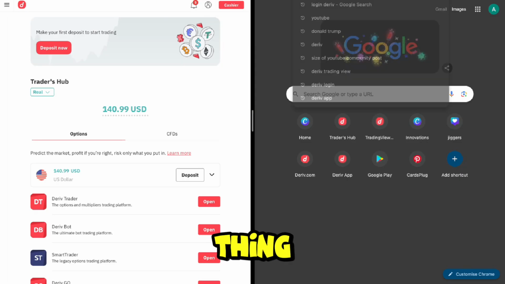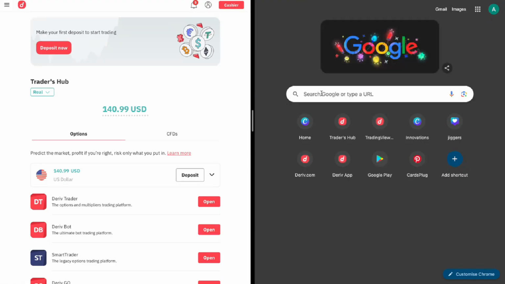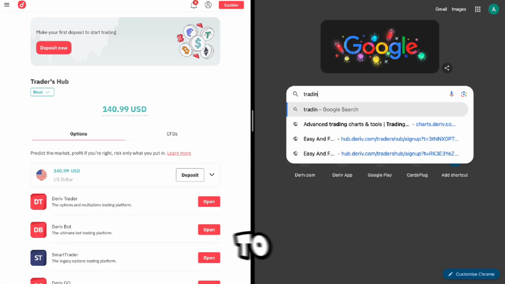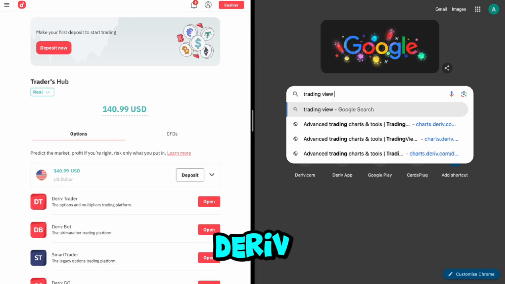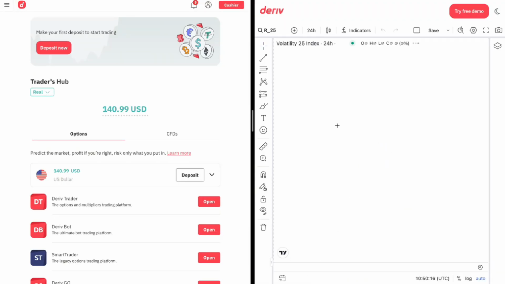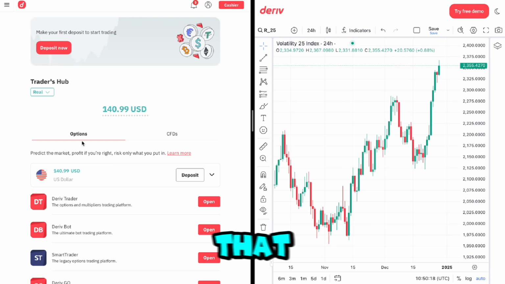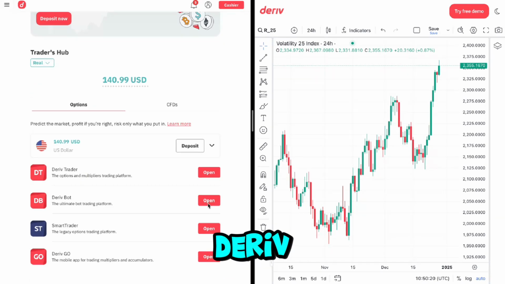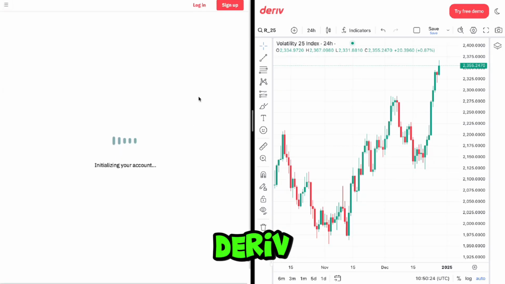So the first thing is, come to your browser and look for TradingView Deriv. So the first link, once you have that on that side, come to Deriv bot. Just click open Deriv bot.